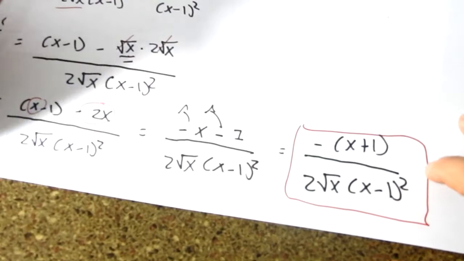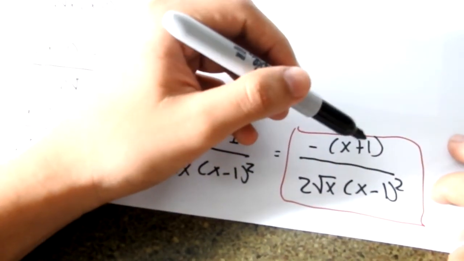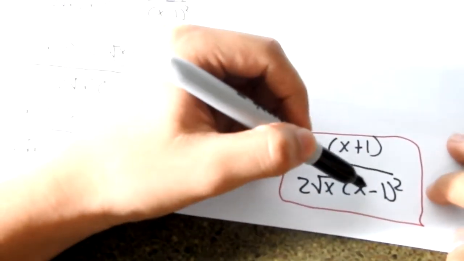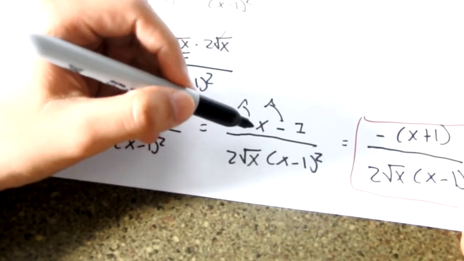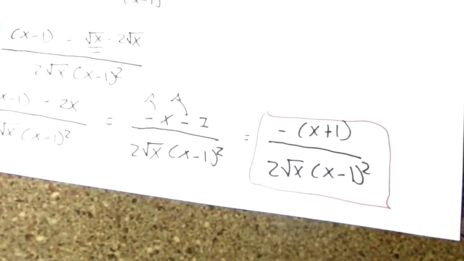And if you're wondering if I could cancel this with this, no, you can't, because you have x plus 1, and then here you have x minus 1. You couldn't do it over here either, because you had minus x minus 1. So this is the simplest form it gets.